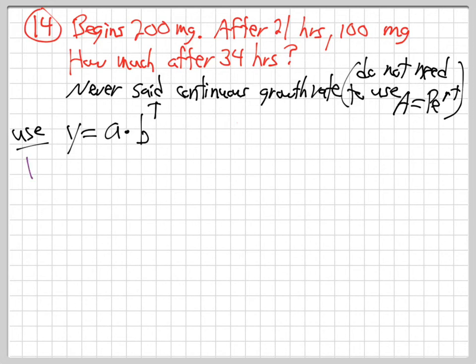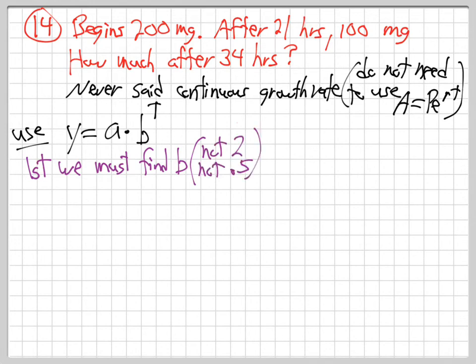So first, this is going to be a harder one. First, we must find B because it's not 2 and it's not 0.5. So it's not like the other ones. So far we've always had a doubling time or a halving time, or we did the PERT for the last 2 problems because it was continuous growth rate that was given to us. But on this one, there's not a continuous growth rate. It's also not doubling. It's not halving. It's just special. So we have to do some extra work on this one. First, we have to find B.